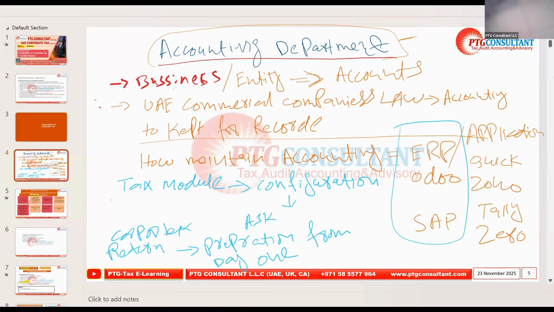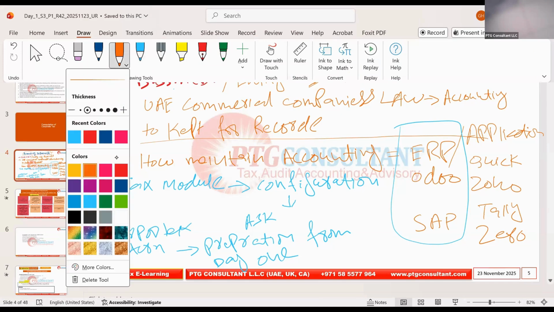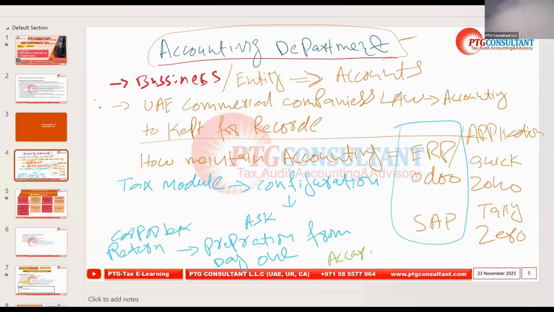If we ask what corporate tax is, this is what we are discussing from day one. As an internal accounting team or internal tax manager, tax accountant, this configuration must be there. That will help you while making the data entry, or the team you are working with, you train them for accuracy. Why are we doing this? To ensure the accuracy of tax compliances. This is the objective.